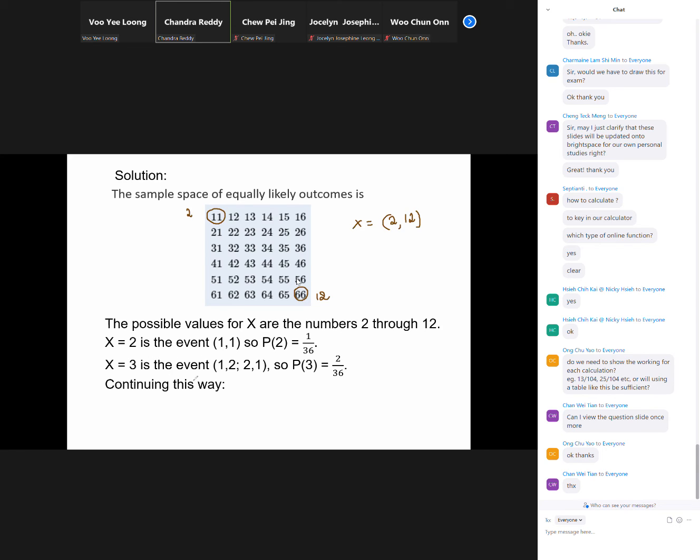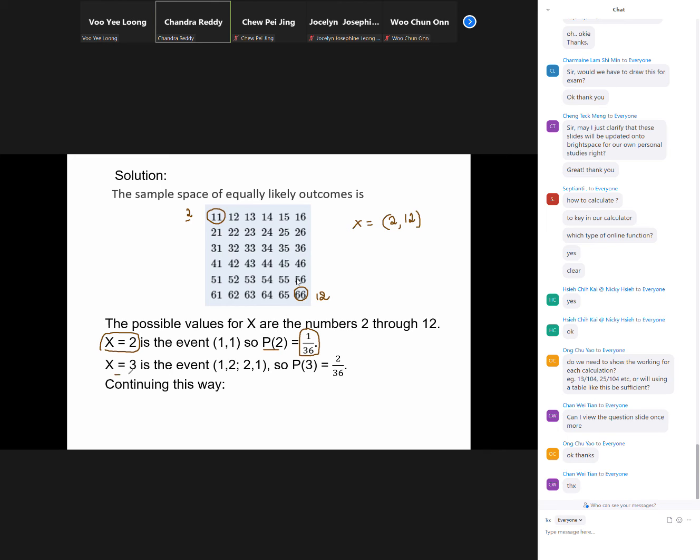So when X is 2, how many times will you get 2 from the sample space? The 2 is possible only once: the first die gives you 1 and the second die also gives you 1. So there is only one occurrence in the sample space for 2. The probability for 2 you can write as 1 over 36, where 36 is the sample space and 1 is the occurrence of the number 2.